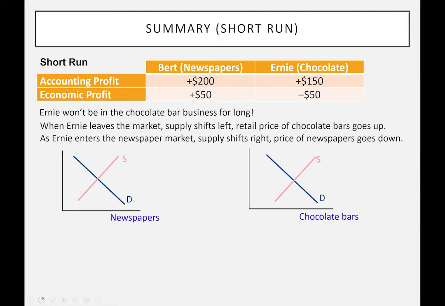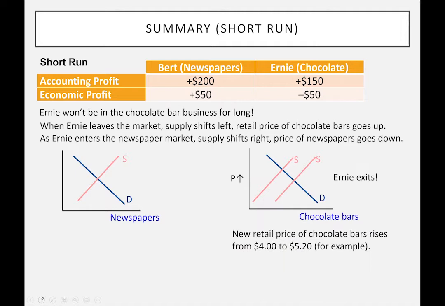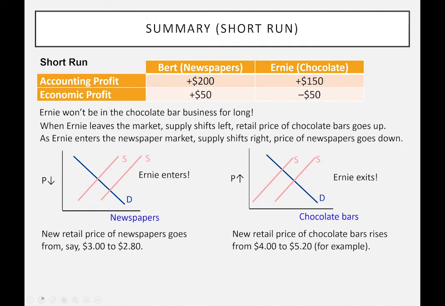We've got the chocolate bar market on the right, we've got the newspaper market on the left, and as Ernie leaves the chocolate bar business, the supply curve shifts to the left, and the price of chocolate bars is going to go up. For the sake of argument, let's say it goes from $4 to $5.20, just making up numbers here. At the same time, Ernie's going to get into the newspaper business. So when he enters, the supply curve will shift to the right, and there's going to be a new retail price of, let's say, $3 to $2.80, again, just making up numbers.